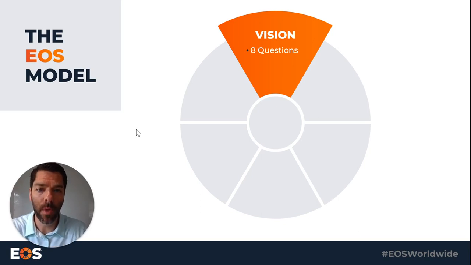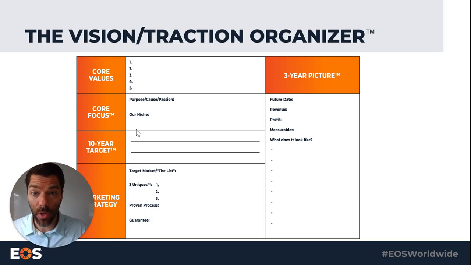Let's walk through the 8 questions briefly. It starts with your core values: who you are at the core, what you want from the culture of your organization. Then we have your core focus, which is your sweet spot. It's the intersection of your purpose, which is your why, and your niche, which is what you're the best at. That's designed to help you stay focused, keep you in that sweet spot.